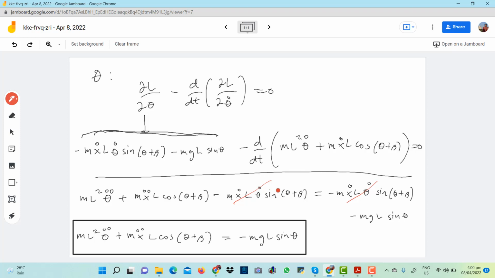So this is our second equation of motion. That is why it is easy.